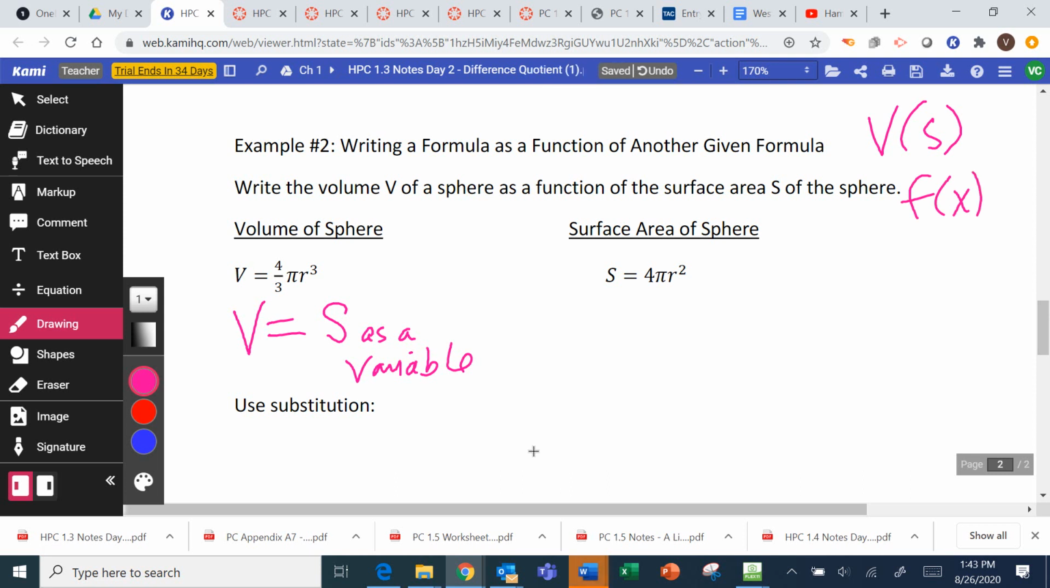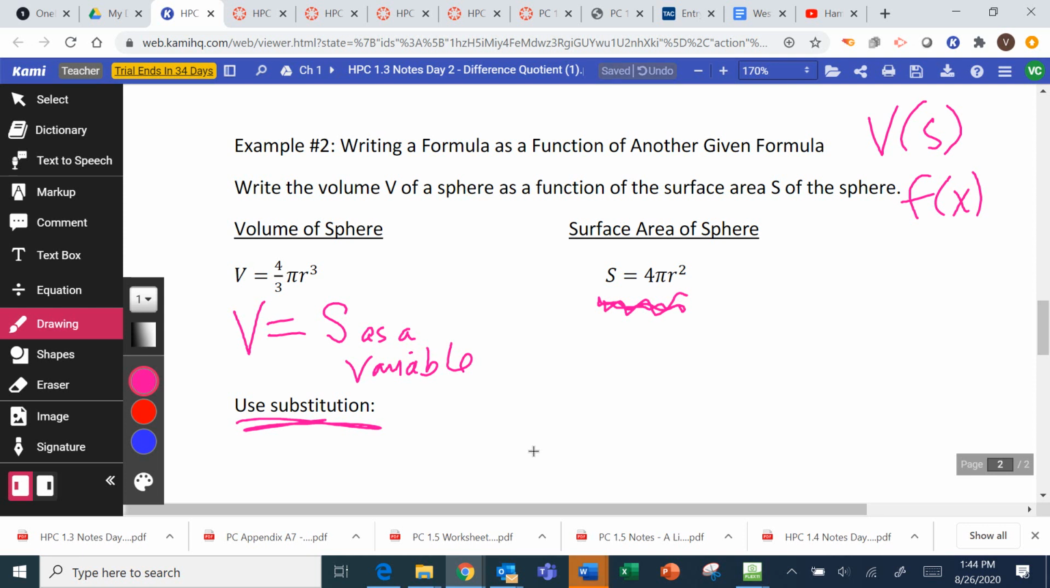So what I have to do is use substitution. Like with systems, I have to use substitution. If I look over here at my surface area formula, what does it have in common with the volume? Let me change what I said slightly. What variable does it have in common? R. Okay, it has pi, but that's not a variable. It has a 4, but that's not a variable. So the variable in common is R.